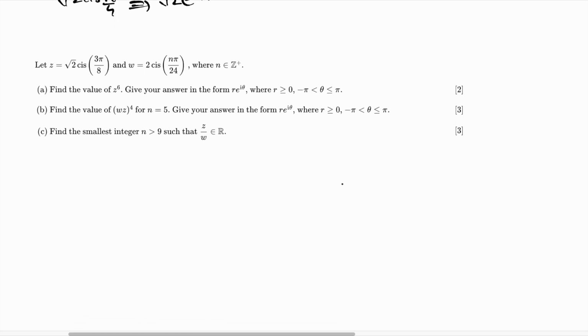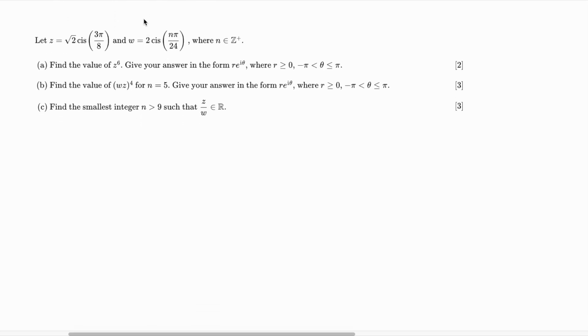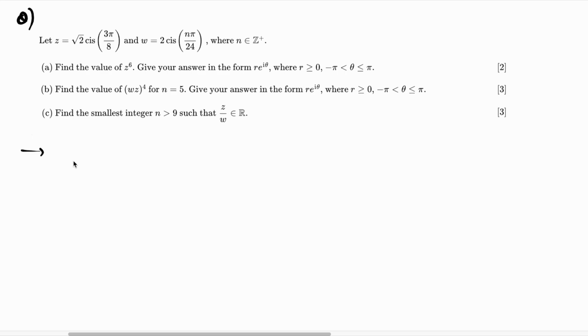First question: z is root 2 cis 3 pi by 8, and w cis 2 n pi by 24 are two complex numbers. Find z raised to 6 in Euler's form. Okay, so z is root 2 cis, or e raised to i 3 pi by 8, raised to 6. Which becomes root 2 raised to 6 e raised to i 3 pi by 8 into 6, which is 6 3s are 18 pi over 8.